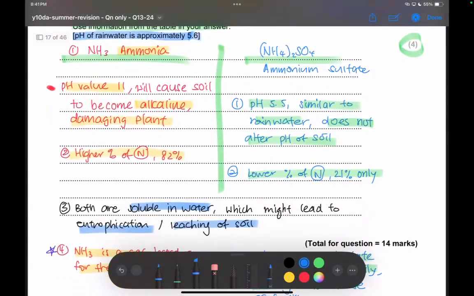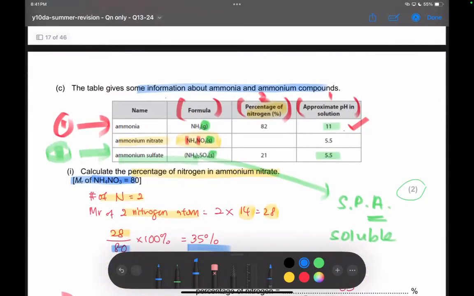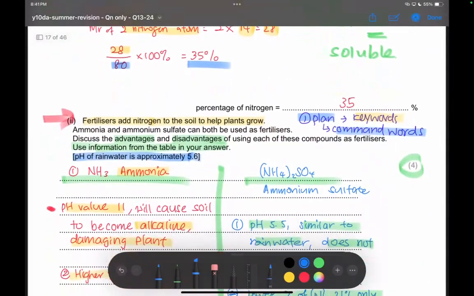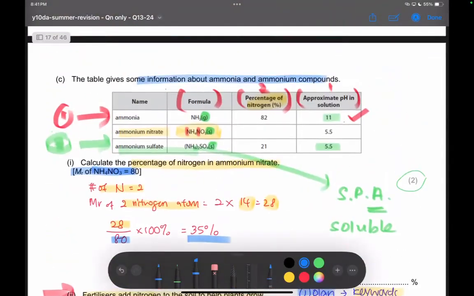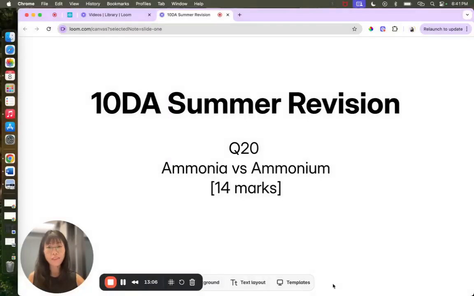But if you have talked about the main thing that is being presented in the table, you will have gotten a full 4 marks. Again, the hardest to score here would actually be looking at the formula. So everything in the table is essentially a clue. You do need to harness the small little clues, in this case the state symbol, to guide you in writing out the final form here. So this would be our 11-mark question on ammonia versus ammonium.